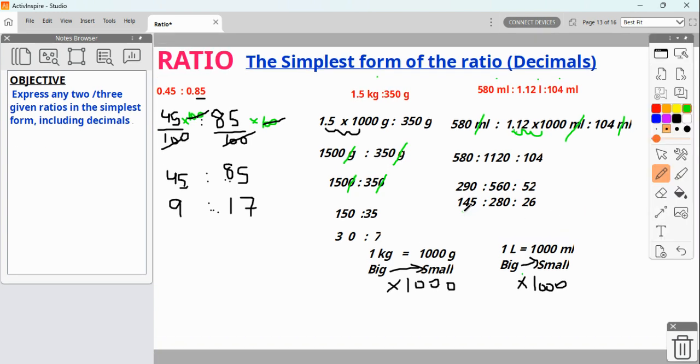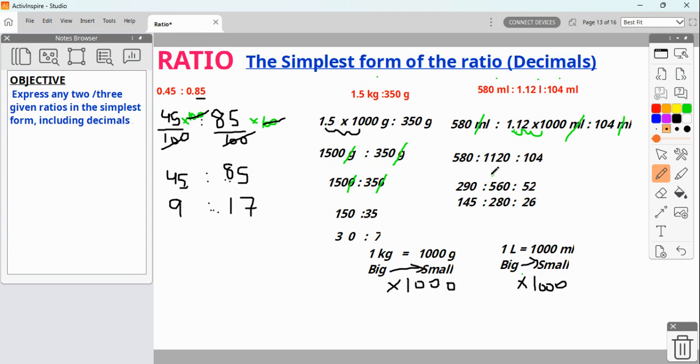Now all three are not divisible by the same number. 145 and 280 can be divided by 5 but 26 cannot. When we are given three integers, we have to check whether all three are divisible by the same number. Or if we see, 280 and 26 are divisible by 2, but 145 is not divisible by 2, so we can't simplify it further. Our answer is 145 ratio 280 ratio 26. So this is our answer.